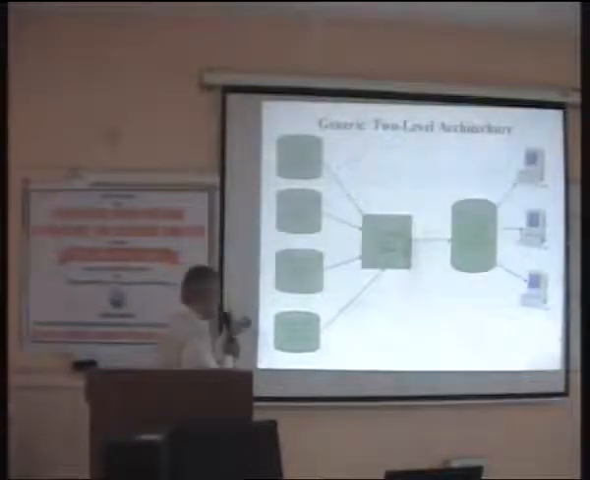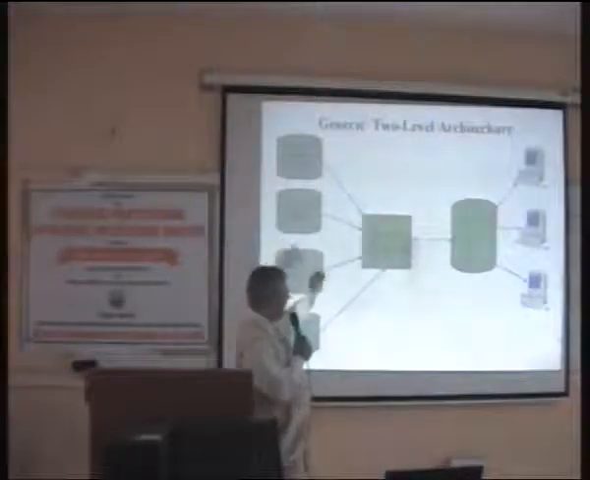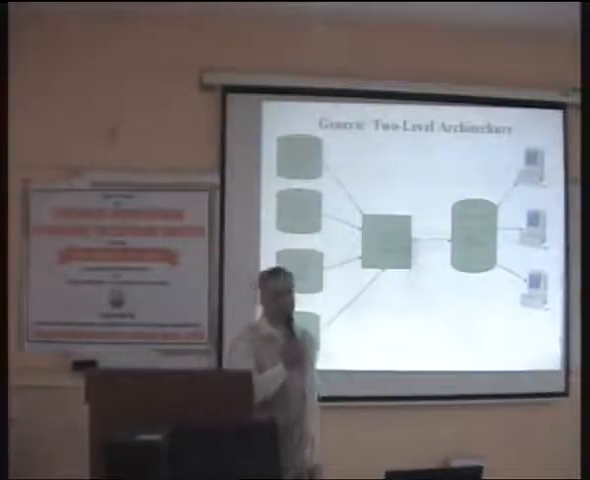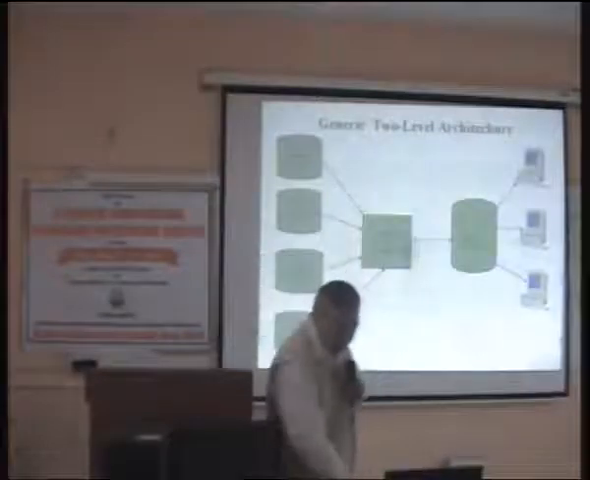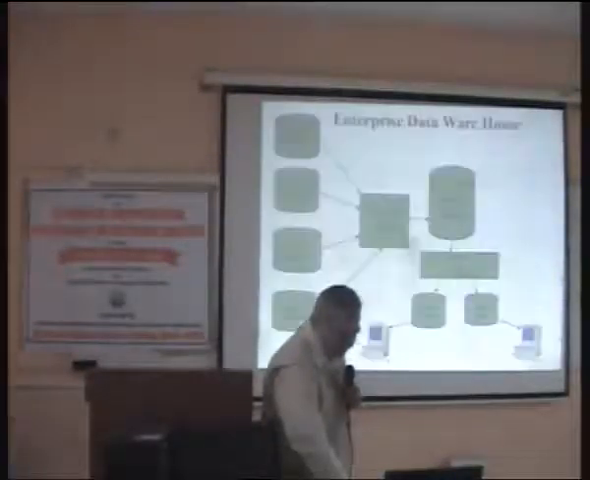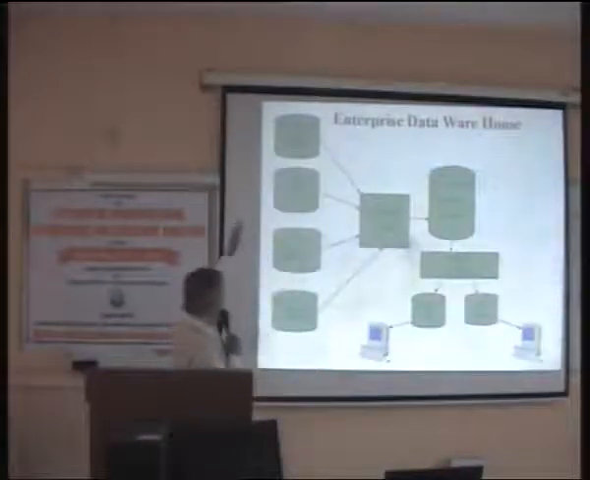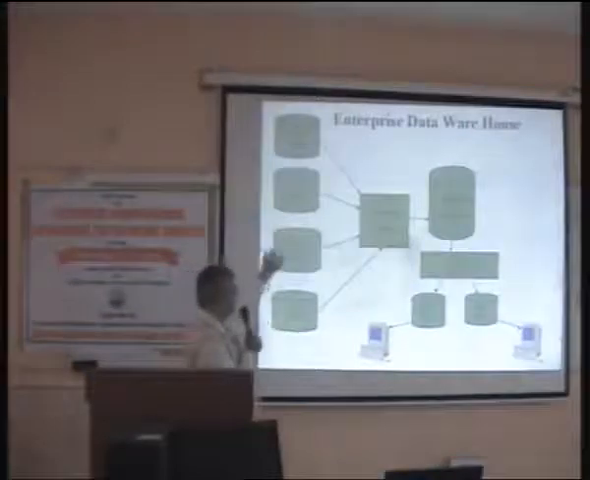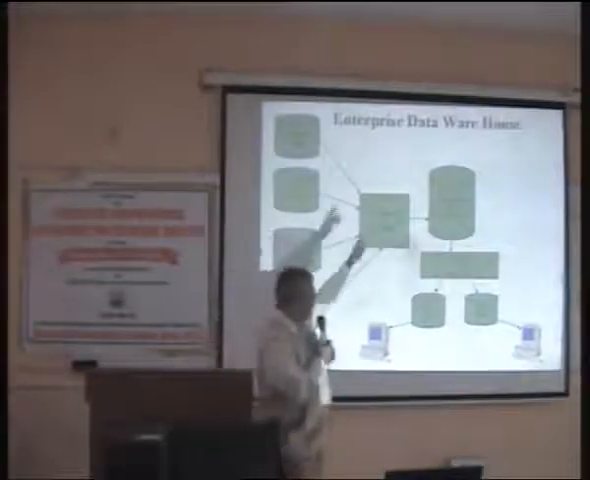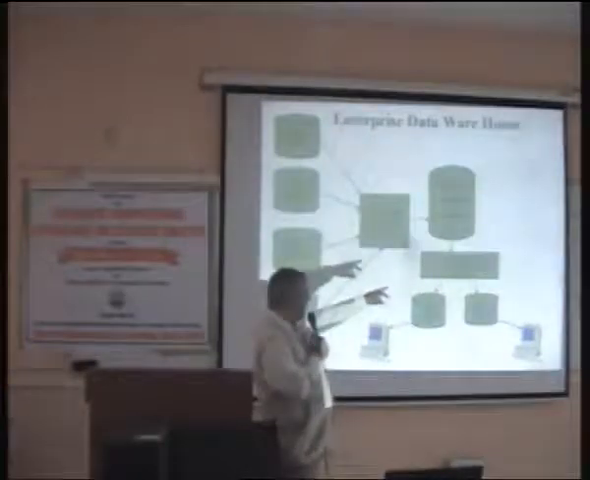You are picking the data from many sources, performing transformation and integration, and putting it into one single repository called a data warehouse. So this is the whole process. I'll go to the three-tier architecture first. So this is a three-tier architecture. I have the data from various sources, collect it, transform and integrate, put it into a single enterprise data warehouse, and then perform selection and aggregation.